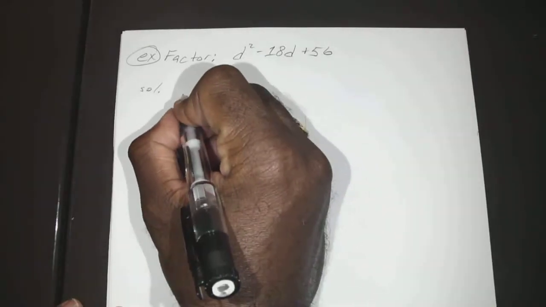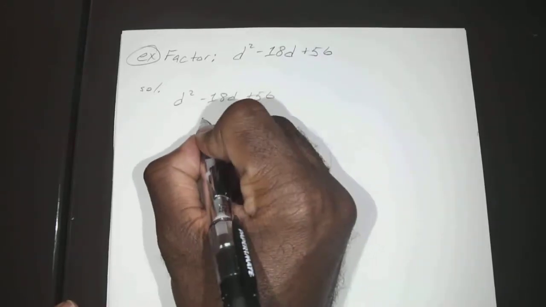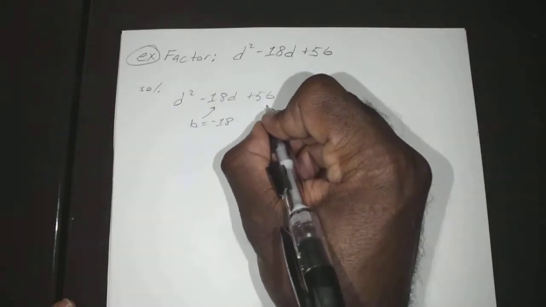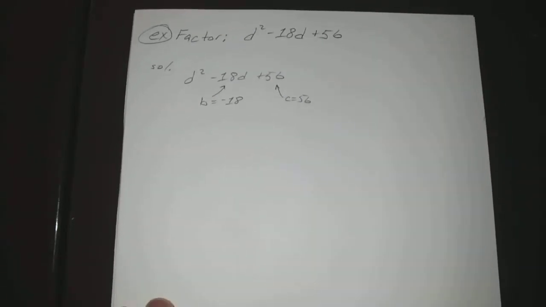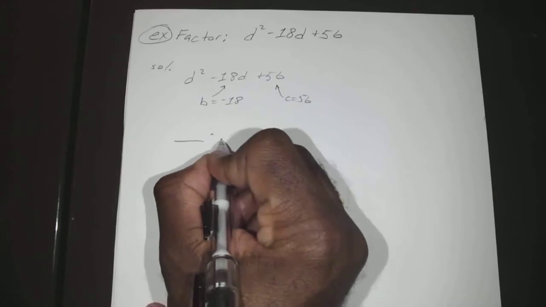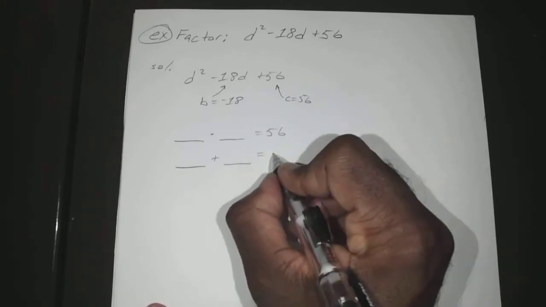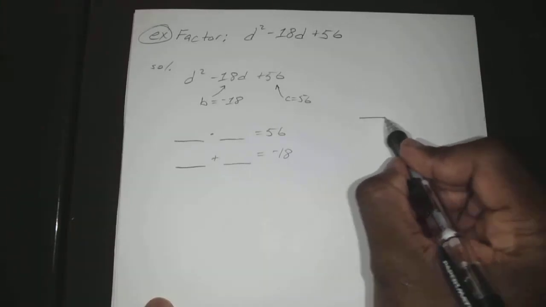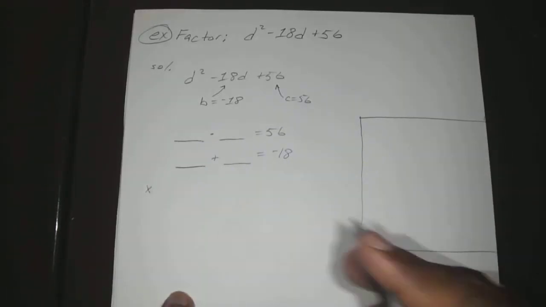Okay, so we know for d squared minus 18d plus 56 that our b is equal to negative 18 and our c is equal to 56. Okay, which means we have to find two numbers that multiply to equal our c and two numbers that add to equal our b. And again, we know at least one is negative since you have a minus sign.